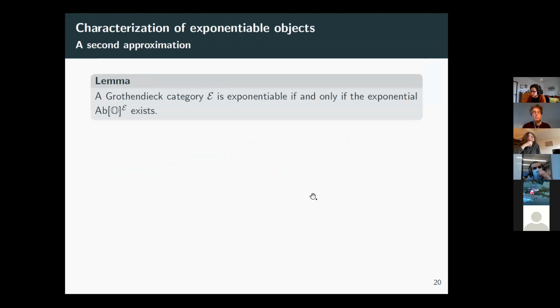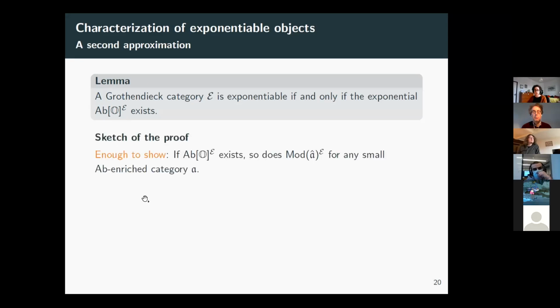A second approximation: we know that to check exponentiability, it's enough to check it in mod of A hat. Well, we can reduce it further. It's enough, and that's what this lemma says, to check it only for this base, up O, the object classifier.